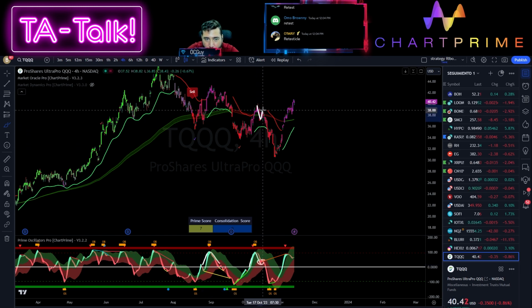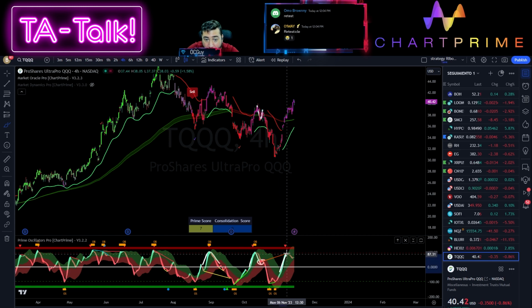We have a kind of pullback. And now, are we going up or down? Or what's happening with this hump? Look at that. It started lower. It went higher.